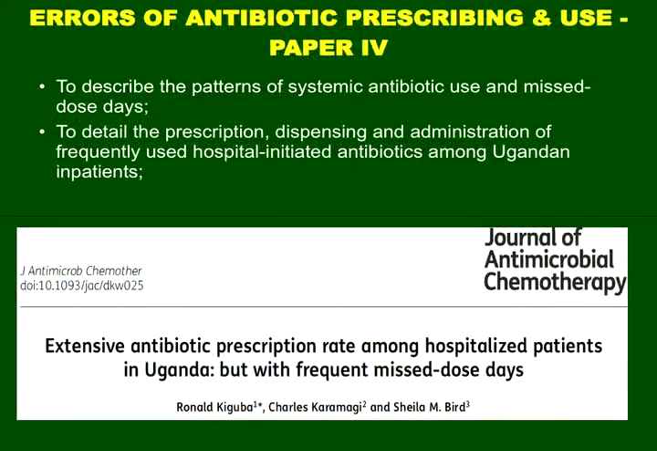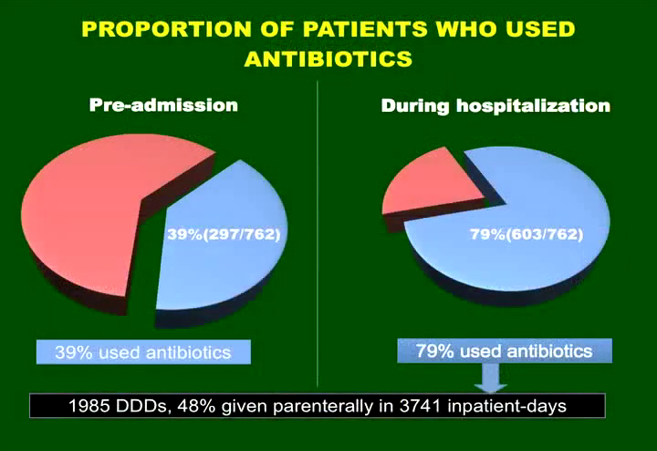The first paper in study 2 assessed the use of antibiotics as a way of demonstrating the occurrence of medication errors in our setting. 39% of these inpatients had used antibiotics before admission, and 79% were initiated on antibiotics during hospital stay.